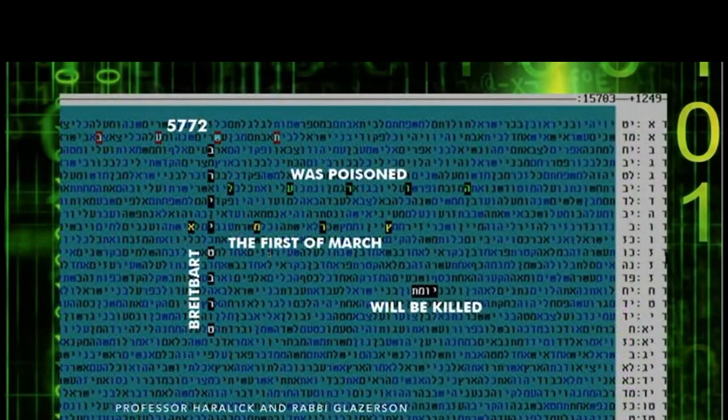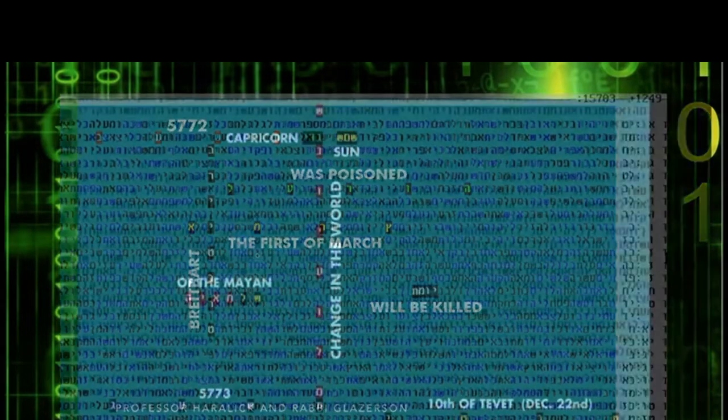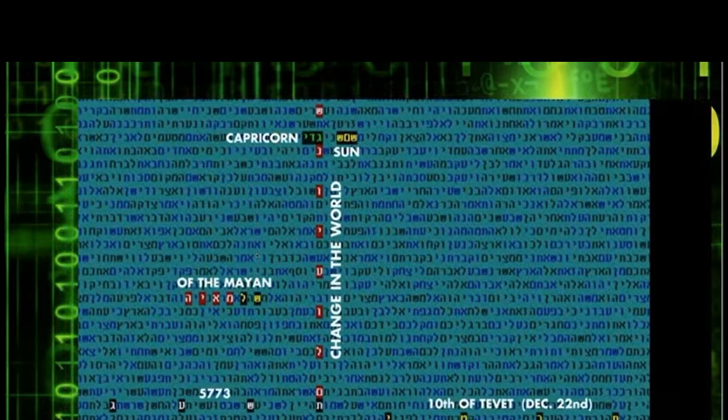This is another one. This was found by Professor Haralick and Rabbi Glazerson. This was when Breitbart died in 5772, which is 2012. Comes up in the codes, was poisoned on the 1st of March and will be killed. Indeed, that's what most people believe happened to him. Everybody was concerned with 2012. We were studying those 2012 codes way back in 2009.